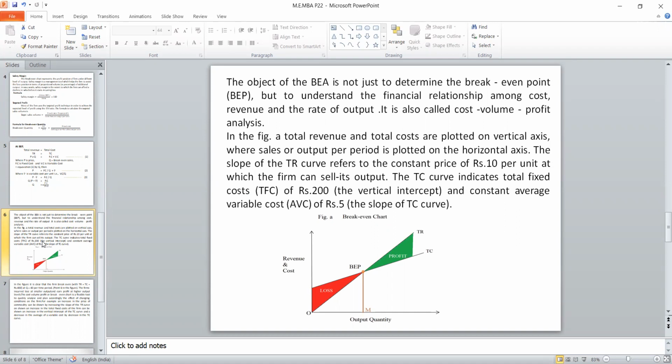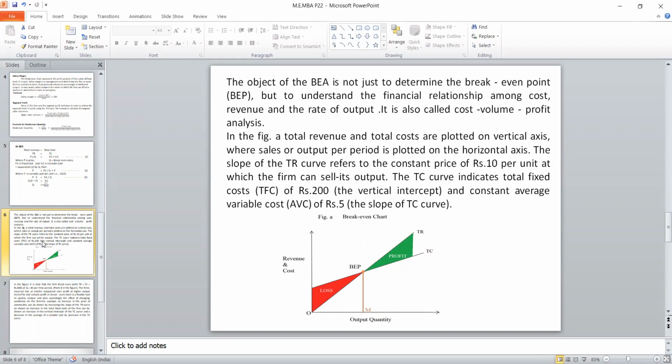If you draw a 45-degree line, then it is nothing but total revenue. I'm saying this tentatively. Why? Because on the vertical side are price and cost, and on the horizontal is the quantity. Price into quantity will become the total revenue. So the TR curve is nothing but just a 45-degree line.